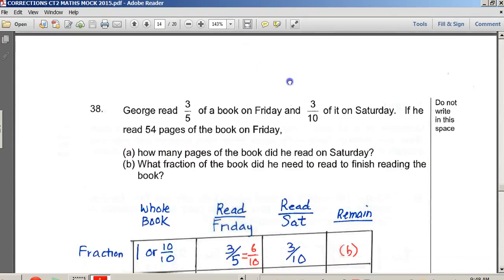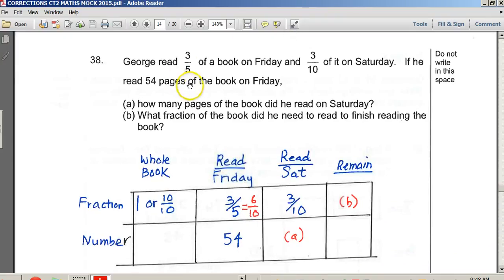Let's carry on. George read 3/5 of the book on Friday, 3/10 of the book on Saturday. If you draw it this way to understand better, the whole book is 1 whole or 10/10. He read 3/5, which means exactly 6/10 of the book. If he read 3/10 on the next day, it is this. Now this 3/5 and this 3/10 are given fractions.